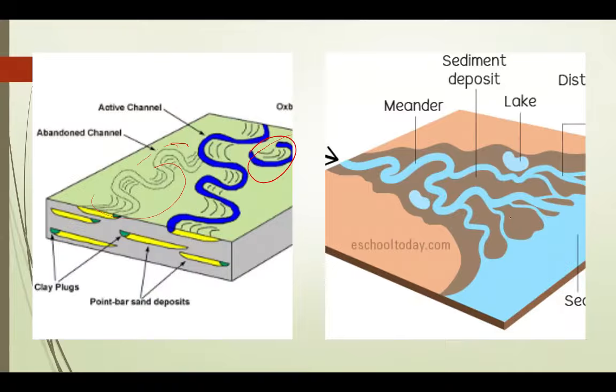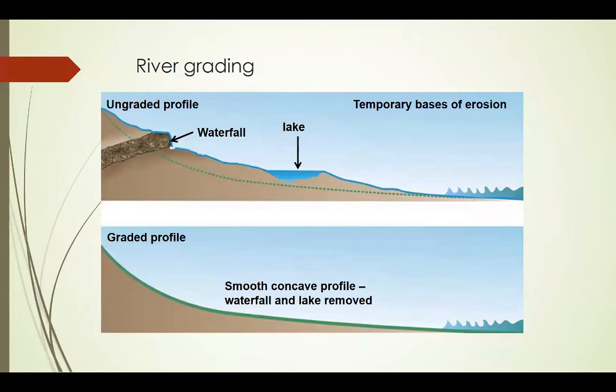And then this is what you call a delta. So a river has now broken into distributaries. The river has broken into distributaries as it flows into the sea. So these are the features that you find in the lower course of the river.